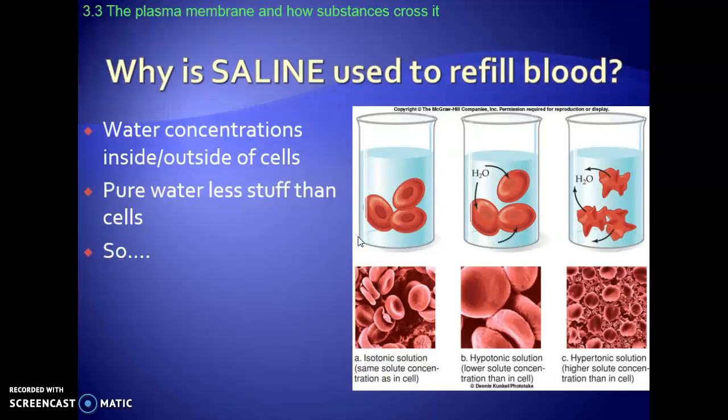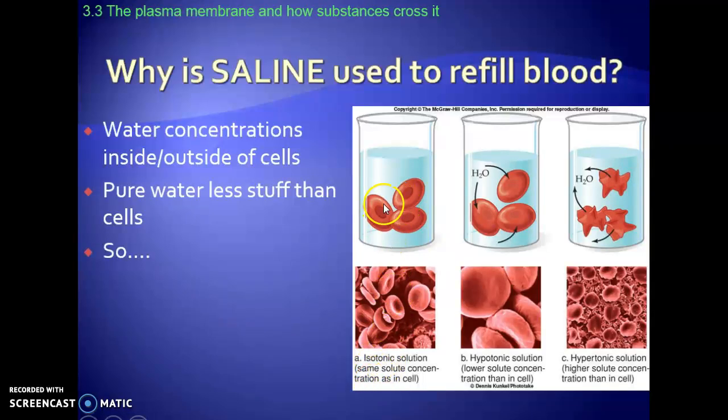All right, now looking at the plasma membrane in terms of why one might use saline to refill the blood. When you're given IV solutions, why are you not just given water? Water tries to get even amounts on the inside and the outside of the cell. It tries to create an equilibrium. And you can have different scenarios that arise.